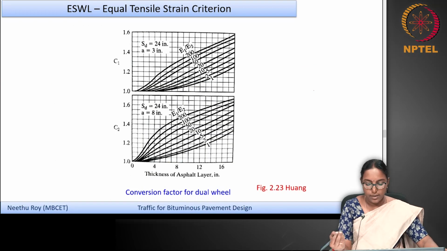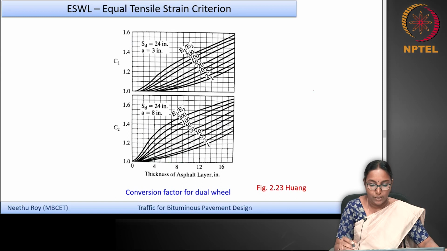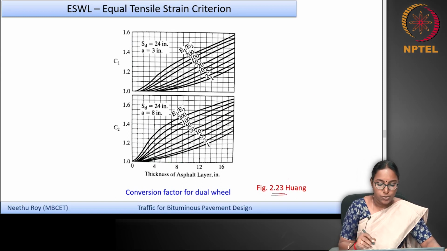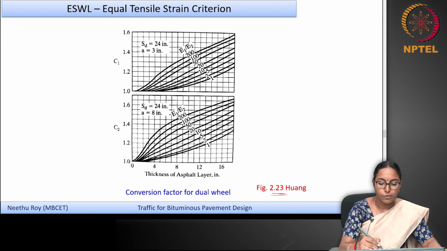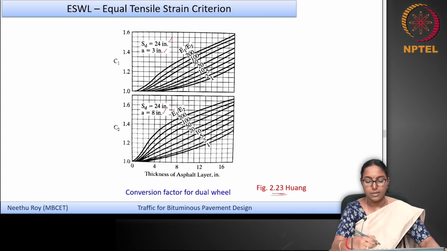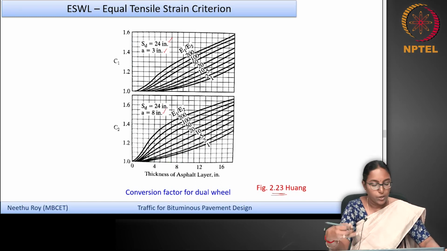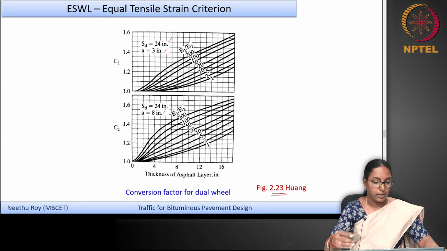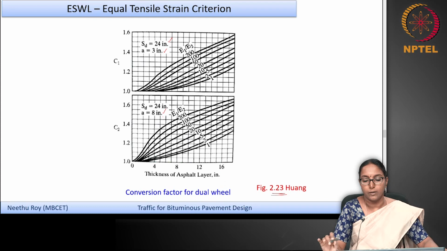So you see here is the conversion factor for the dual wheel, which was given in Huang in figure 2.23. So these are the conversion factors for a spacing of 24 inch for two contact radii, one is for 3 inch and the other is for 8 inch, and if you get a different contact radius, you have to interpolate from this. So this was already discussed by Professor Murli in his analysis of systems lecture.